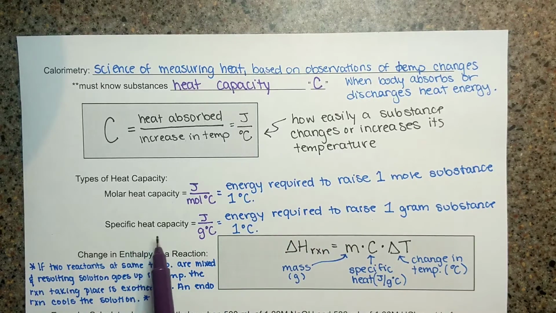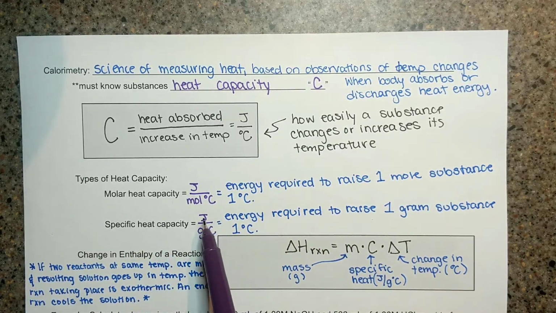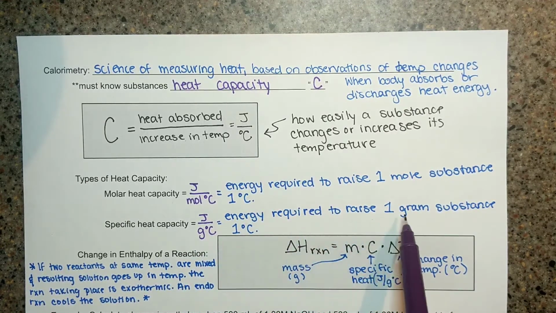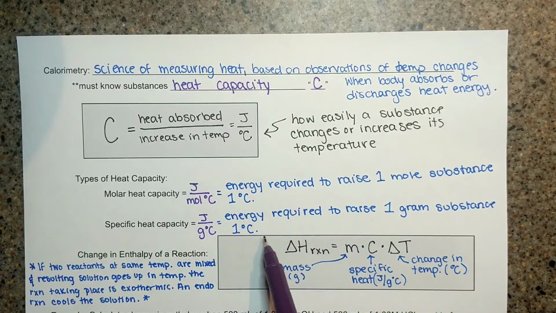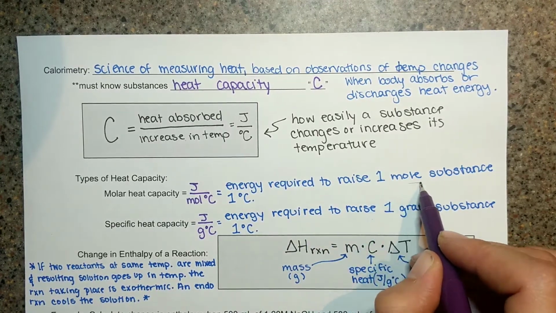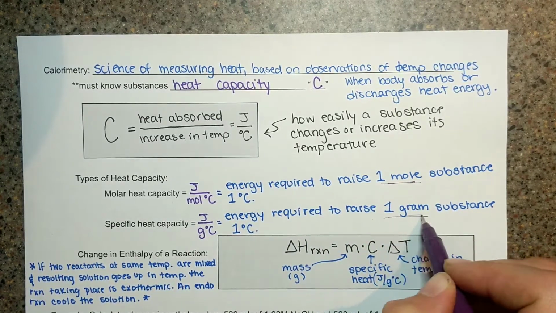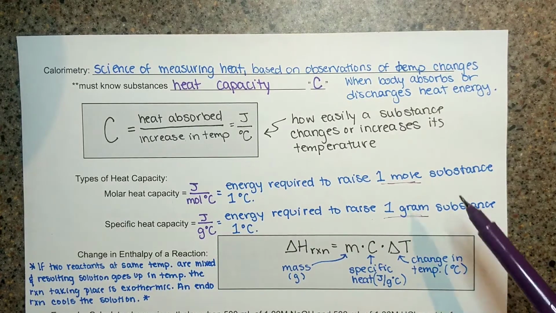We also have specific heat capacity. This is what you've seen before in chemistry, where we have joules per gram degree Celsius, which is the energy required to raise 1 gram of a substance 1 degree Celsius. So the difference here is how we're measuring the quantity of our substance.